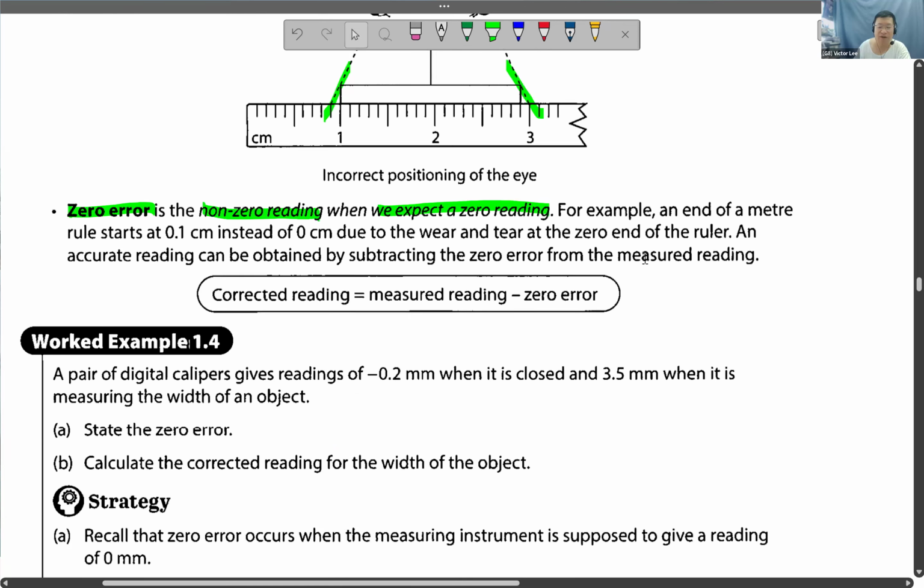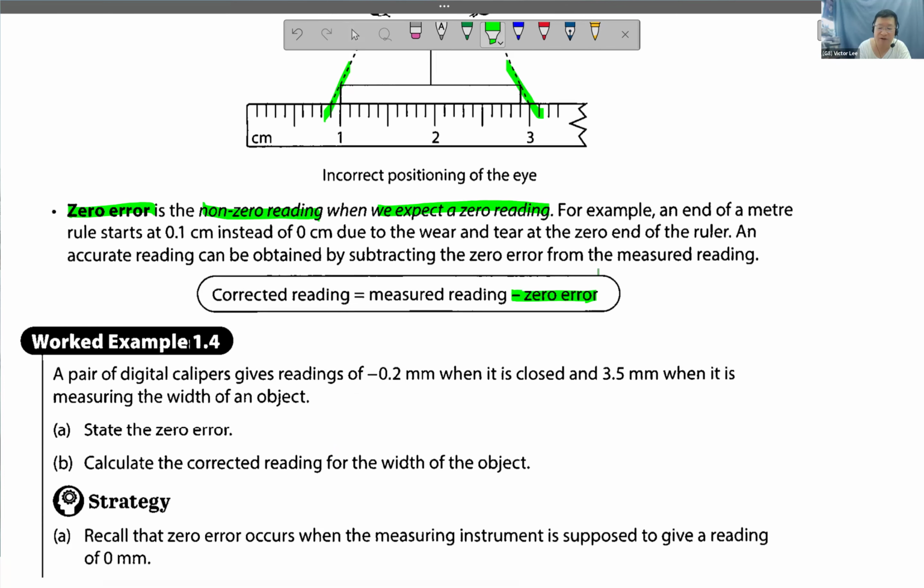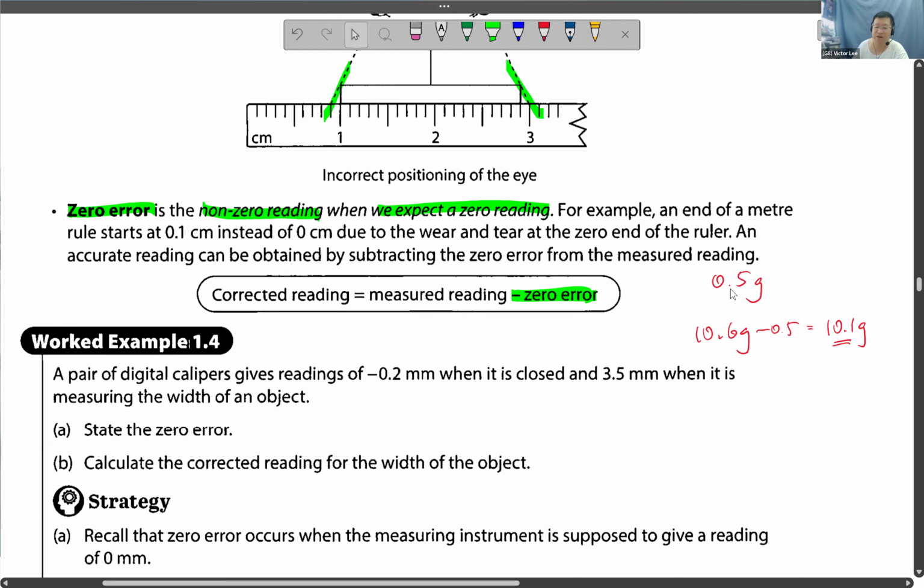So what do you do with zero error? You can minus away the zero error, or you can actually set it to 0. You press the button, set it to 0. Okay? So you can always minus the zero error. For example, I have a reading of 0.5 gram before I weigh anything, 0.5. It's a positive 0.5. So if my measured one is 10.6 gram, I must minus 0.5 to get 10.1 grams. So it wasn't as heavy as 10.6, but because of the zero error, I must minus away the zero error.